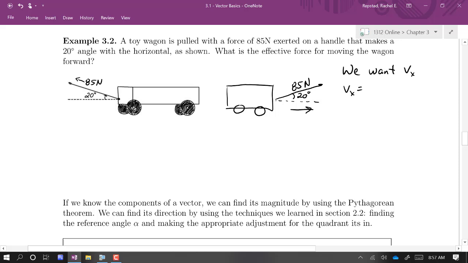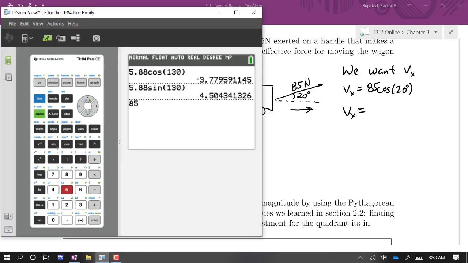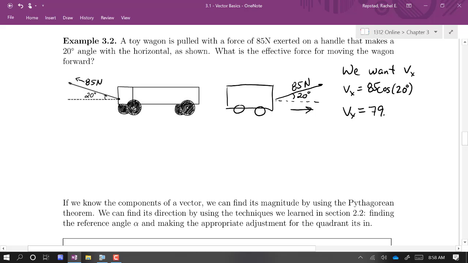So magnitude times cosine of 20 degrees. Oops, not 80, 85. So 85 times cosine of 20 is 79.87. Or if you want to round to the same number of significant digits as they used in the magnitude, we could round that to 80.